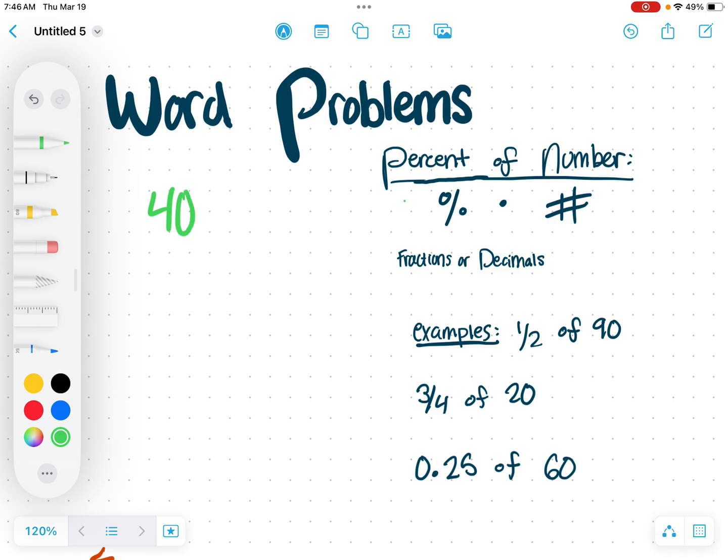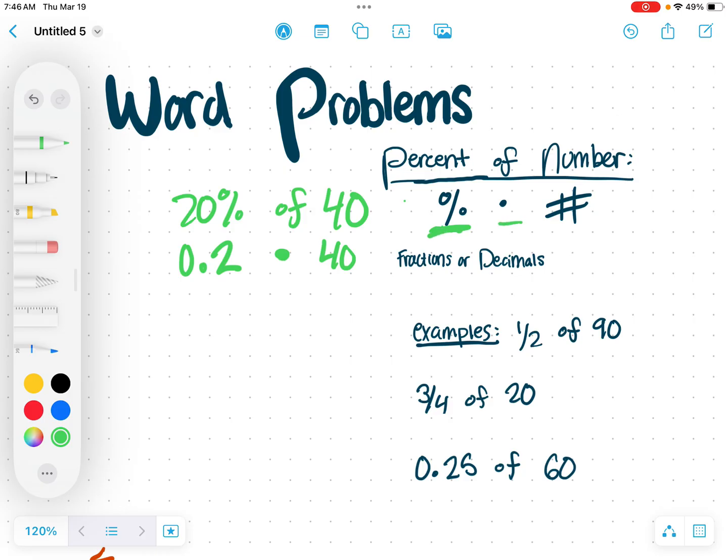So if we had, like, what's 20% of 40, how we would do this in our calculators in Unit 10 is we would just do our percent, which we would change to a decimal, then we would multiply it by that number. Take your percent, multiply it by the number. Remember that percents are fractions and decimals.